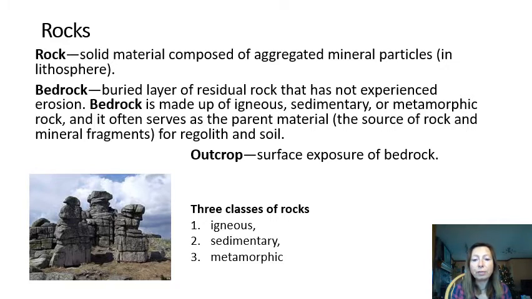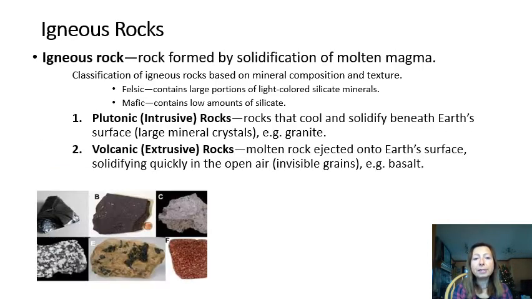There are 3 classes of rocks: igneous, sedimentary, and metamorphic, based on the processes that have formed them. Let's start by the igneous rocks. An igneous rock is a rock formed by solidification of molten magma. There are two types of igneous rocks that can be classified based on their mineral composition and texture: felsic igneous rocks and mafic igneous rocks.